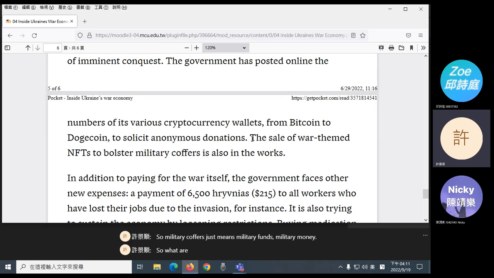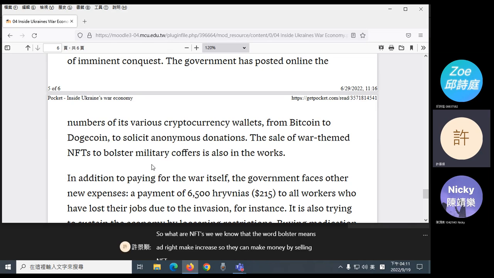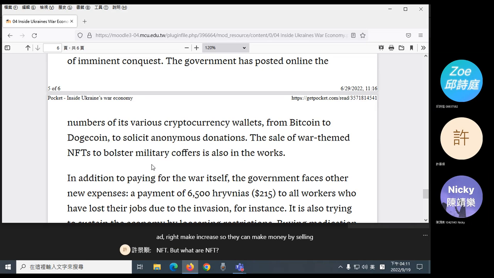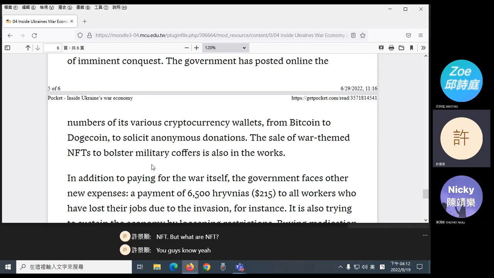So what are NFTs? We know that the word bolster means add, right? Make, increase. So they can make money by selling NFTs. But what are NFTs? Do you guys know? Yeah, basically, in English, this is non-fungible token. A non-fungible token is, fungible means change. So it's a thing that if you buy it, the record will forever say that it belongs to you. Like in the real world, if you go buy something and you lose the receipt and then somebody steals it, you can't prove that it's yours.